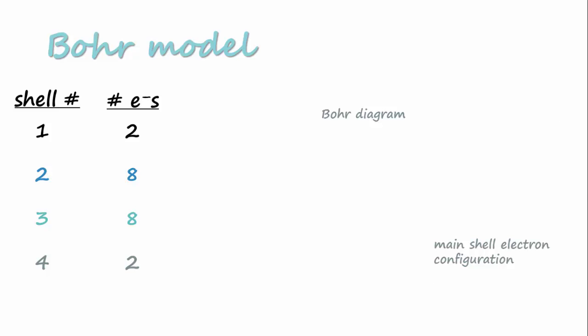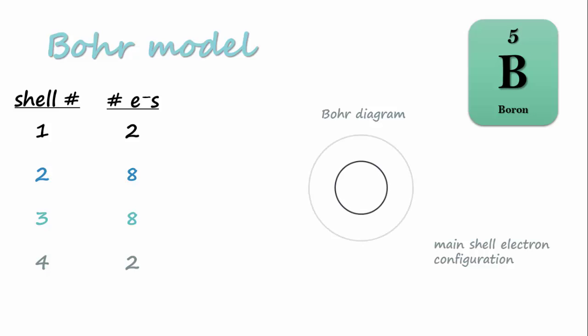Next, we have boron. It has 5 electrons. Therefore, we'll need 2 energy levels. The first 2 electrons will be in the first shell, and the next 3 electrons in the second shell. This gives the electron configuration as 2.3.